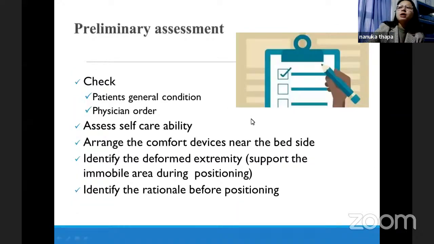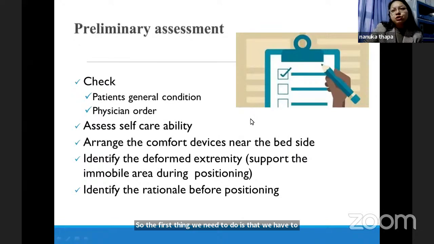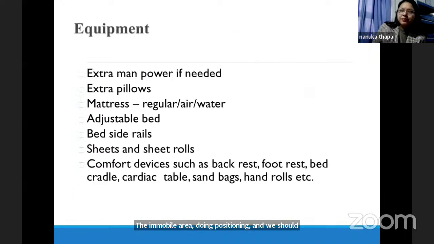So the first thing we need to do is check the patient's general condition, check the patient's consciousness, like the GCS, whether the patient is cooperative or not, and what the physician's orders are. We have to assess the self-care ability, if the patient can take care of himself or herself accordingly. Then arrange the comfort devices near the bedside, identify the deformed extremities, support the immobile area during positioning, and we should also form a rationale why we need to do the positioning from time to time.